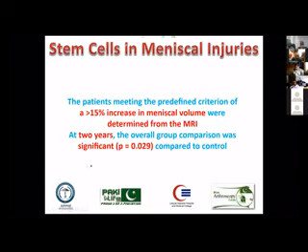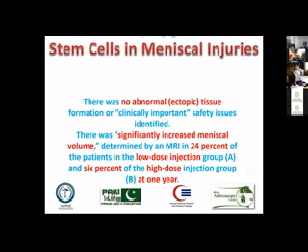At 2 years, the study showed a significant difference between the control group and the group that had stem cell injections. Very significantly compared to the three groups. The study said there was no abnormal ectopic tissue. So if we inject stem cells into the knee, it will not just make different types of cells in the knee, which was very reassuring.